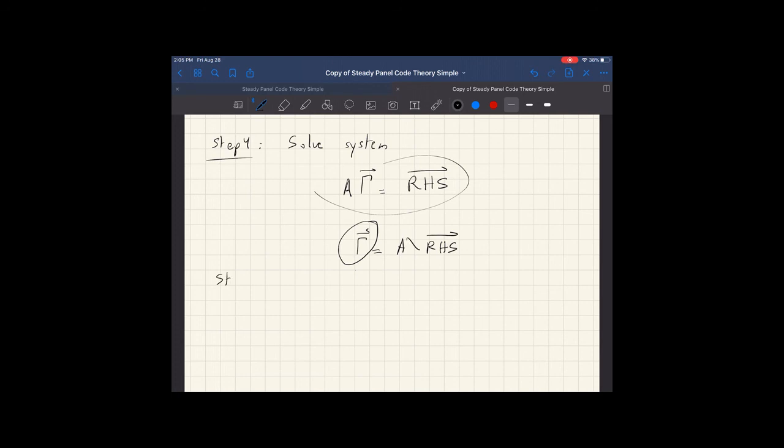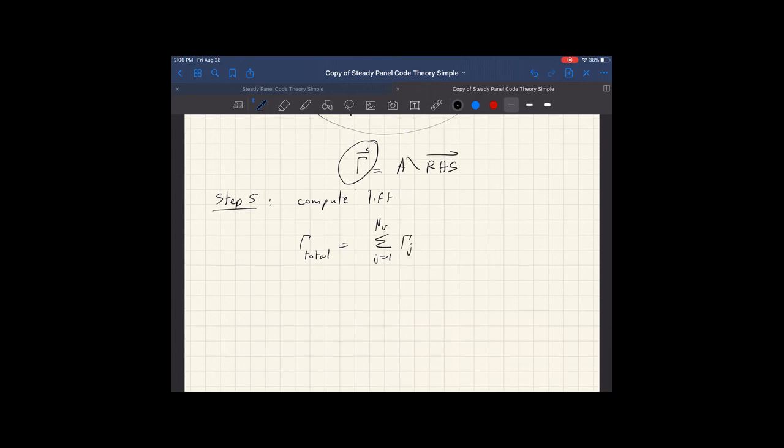The final step is computing the lift. Now we know that the total circulation that's bound to the wing is equal to the sum of the bound vortex circulations of each bound vortex. So this is the sum from j equals 1 to NV of gamma j. So you sum those up to get the total bound circulation, and then you know that lift from the Kutta-Joukowski theorem is equal to rho free stream times the circulation that's bound to the wing.